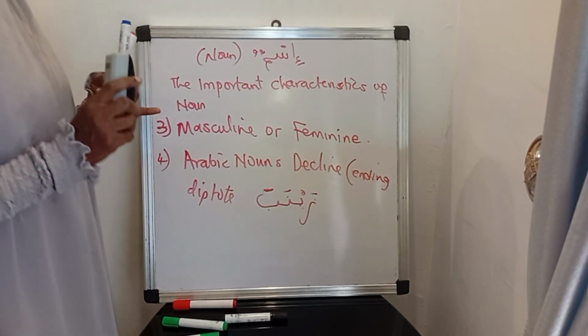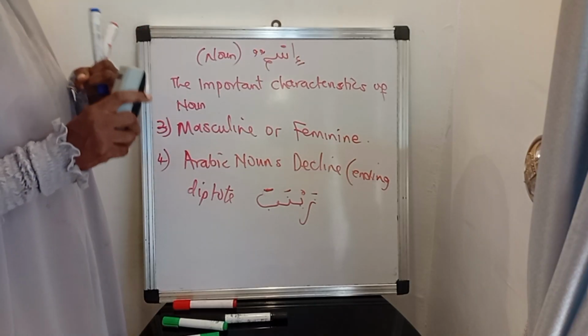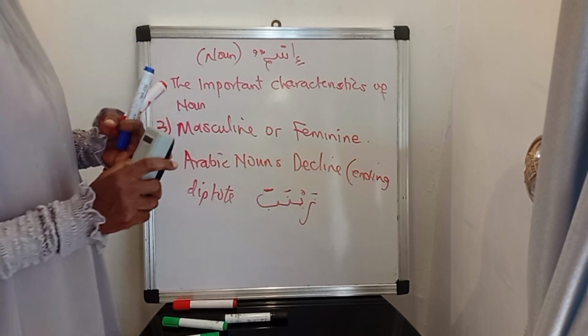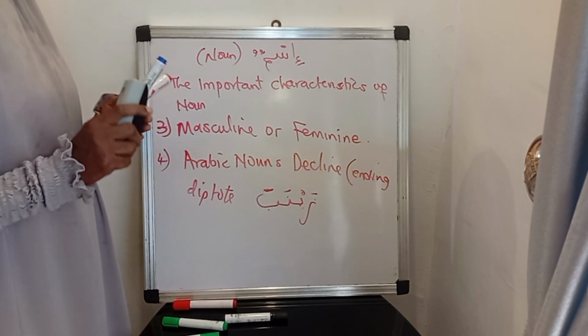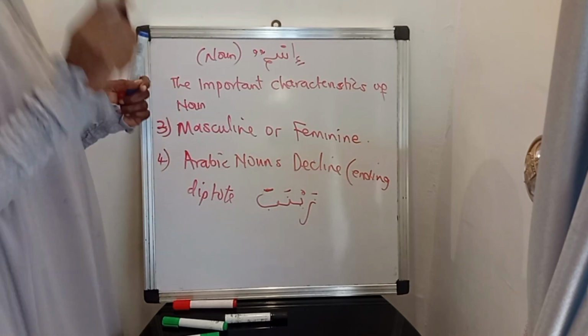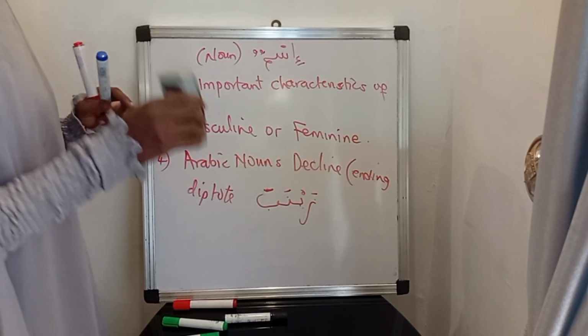So these are the characteristics of noun. The first thing is that they have a definite and indefinite form. They have singular, dual, and plural forms. They have masculine or feminine forms, and they decline in their case ending. Their ending changes from dhamma to fatha or to kasra, depending on the function they perform in a sentence.